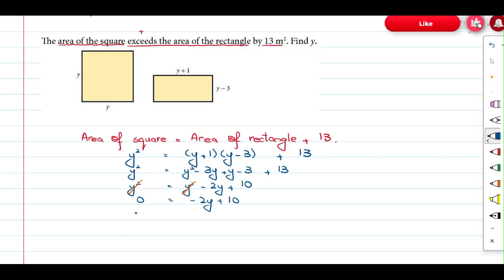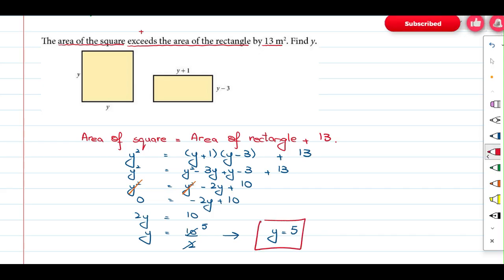Shift the minus 2y to the other side, and it becomes plus 2y. This is equal to 10, and to find y we divide by 2. 2 times 5 is 10. 2 times 1 is 2, 2 times 5 is 10. So here we can say the y value is equal to 5. So this is the solution for y, which is equal to 5.